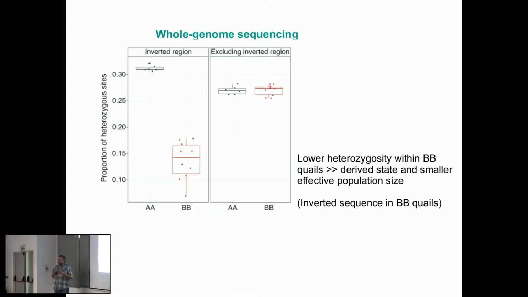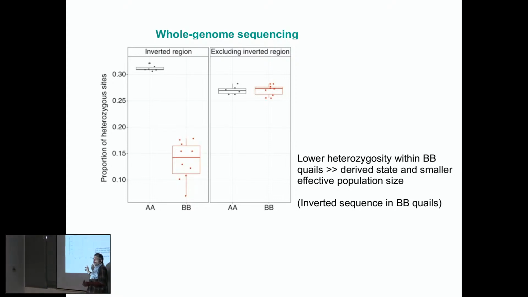If we look a little bit more carefully, we can look at the genetic variability within the inversion for the two groups of quails. We see that if we ignore the inversion, for the rest of the genome, basically the two types of quails are the same. They show the same variability. But within the inverted region, within this 150 million base pair, we see that these quails that are in south of the Iberian Peninsula and Canary Islands, they have very much lower genetic diversity.